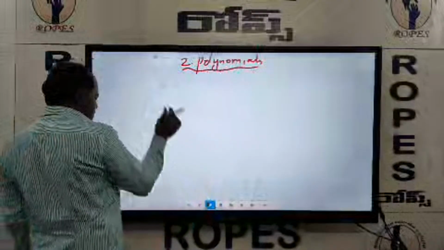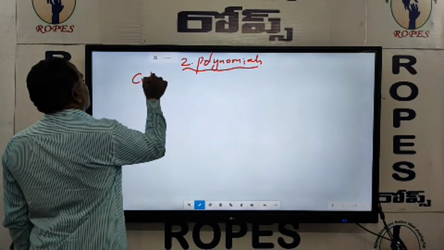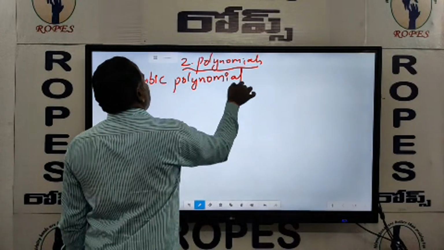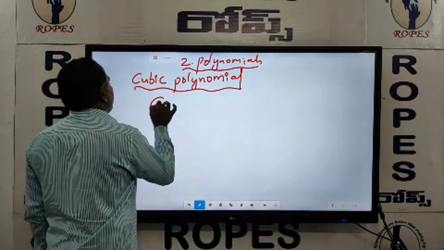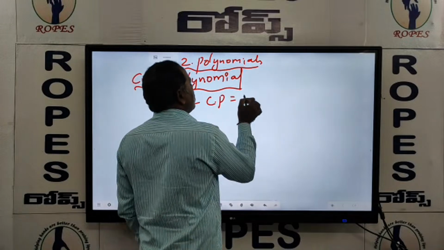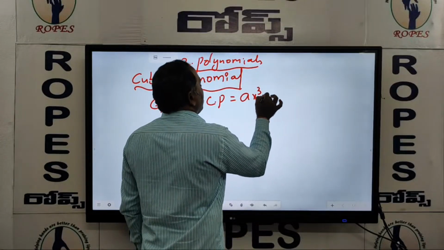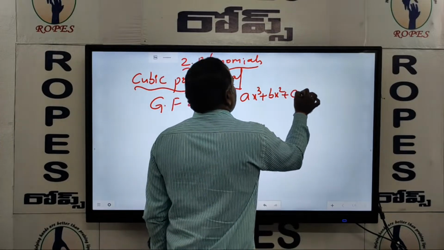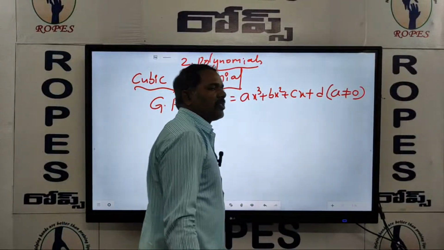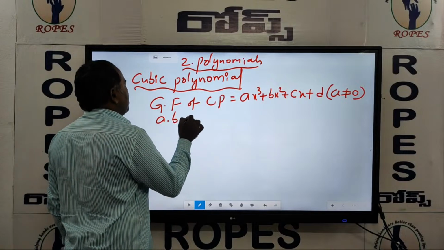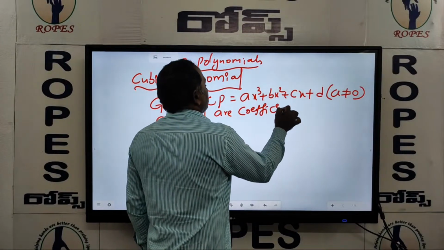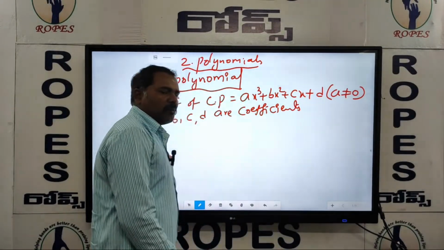If we go to cubic polynomial, the general form of a cubic polynomial is ax cube plus bx square plus cx plus d, and the condition is a is not equal to 0. And a, b, c, d are coefficients. These four are the coefficients in the cubic polynomial.